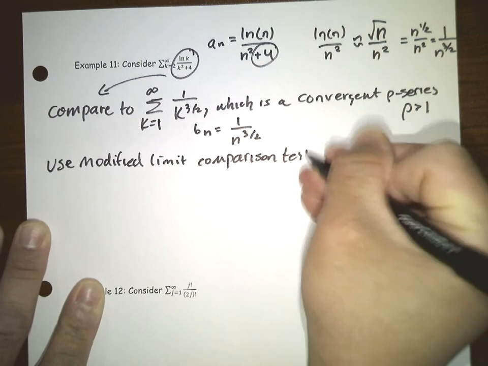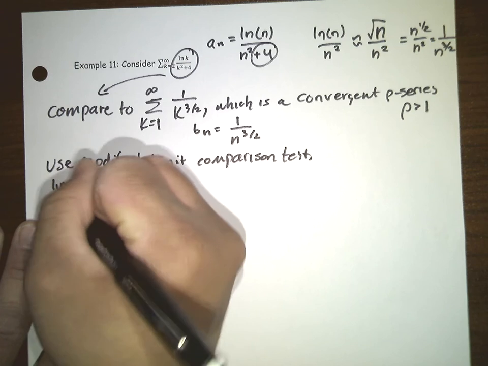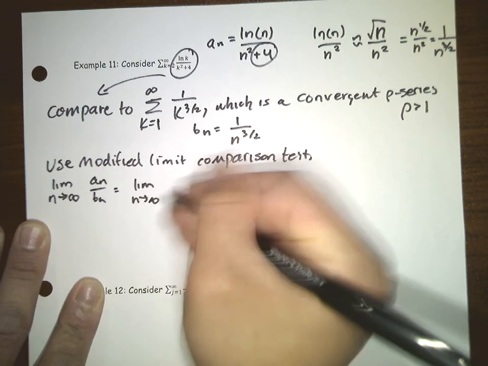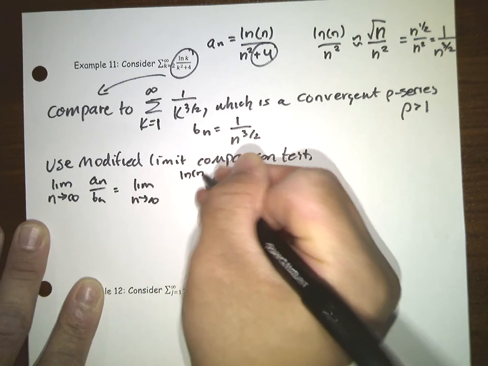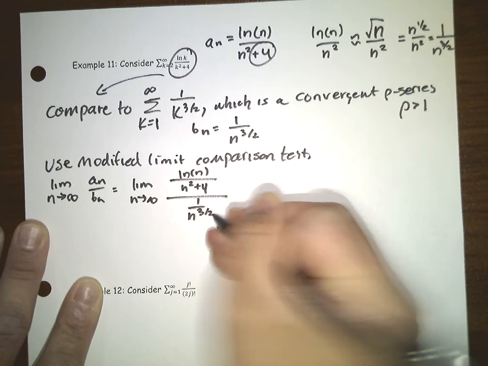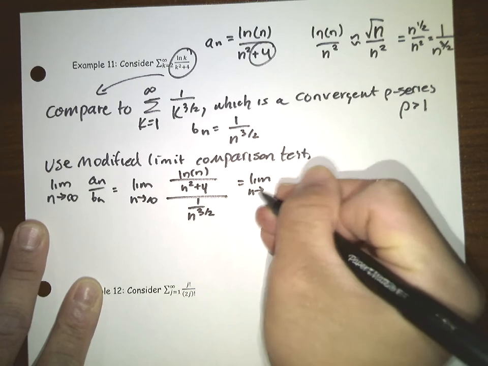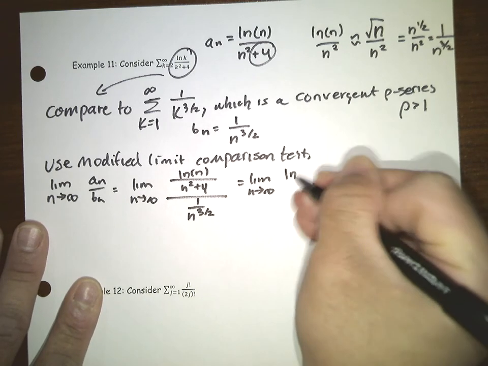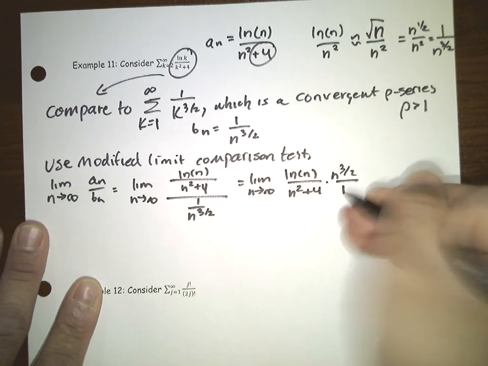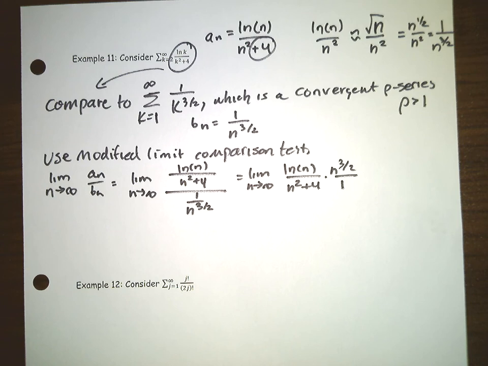All right, so now the limit as n goes to infinity of a_n over b_n. So that's the limit as n goes to infinity of a_n, which was natural log of n over n squared plus 4, and b_n is 1 over n to the 3/2. Then I'll multiply by the reciprocal, so natural log of n over n squared plus 4 times n to the 3/2 over 1. And I see that there's a lot of ways to go about doing this.